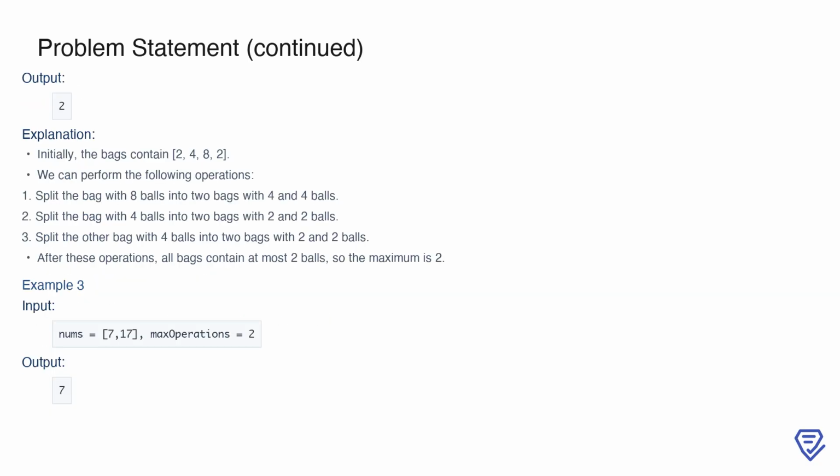Now, consider another example where nums is [2, 4, 8, 2], and max operations is 4. Initially, the bags contain 2, 4, 8, and 2 balls. First, we split the bag with 8 balls into 2 bags with 4 balls each. Then, we split one of those bags with 4 balls into 2 bags with 2 balls each. We repeat this with the other bag that has 4 balls, splitting it into 2 bags with 2 balls each. At this point, all the bags contain 2 balls or fewer, and we've used up our 4 operations. The maximum number of balls in any single bag is now 2, so the output is 2.